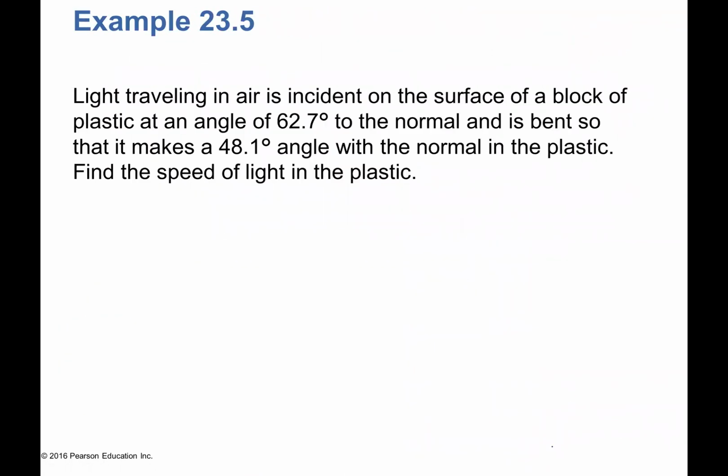Now here is another example. It says a light traveling in air is incident on the surface of a block of plastic at an angle of 62.7 degrees to the normal, and is bent so it makes a 48.1 degree angle with the normal in the plastic. Find the speed of light in plastic. What I'm given is theta A, 62.7 degrees, theta B, 48.1 degrees, and medium A is air, so n A is 1. I want to find v B, and I know that v A is also c.